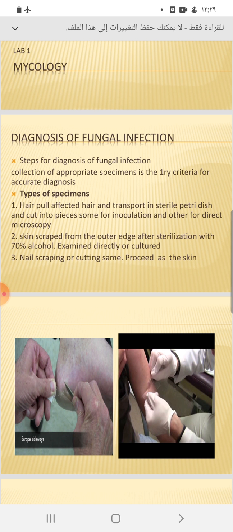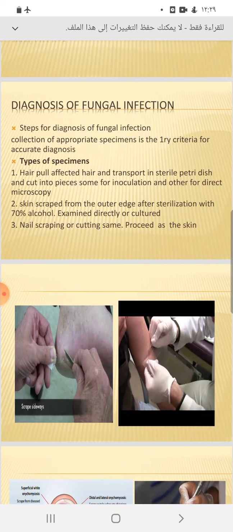We should know first of all the appropriate methods of collecting the specimens, which is very important for accurate diagnosis. The types of specimens depend, of course, on the site of the infection. If we have a superficial infection in the skin, hair or nail, or if we have a systemic deep infection, the specimen depends on the site of the infection.